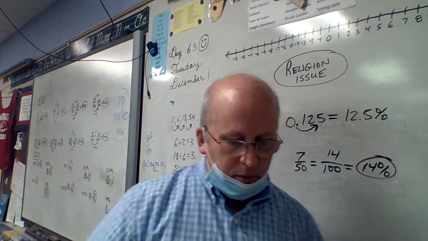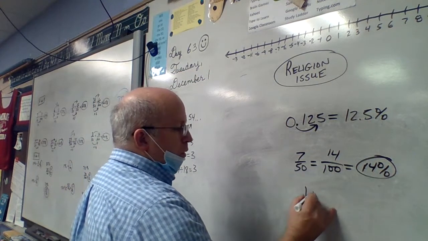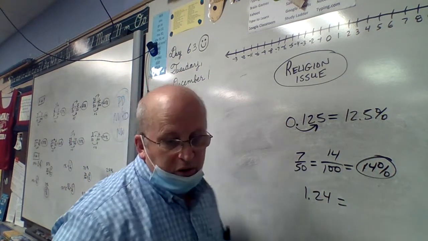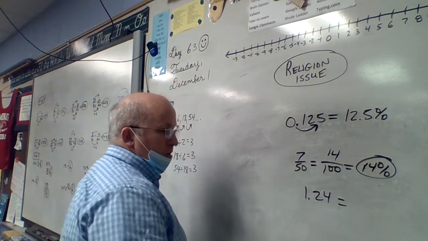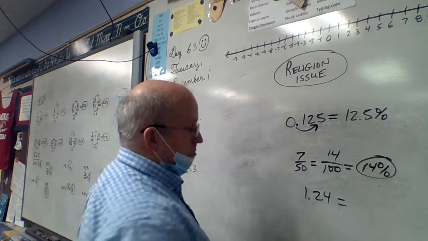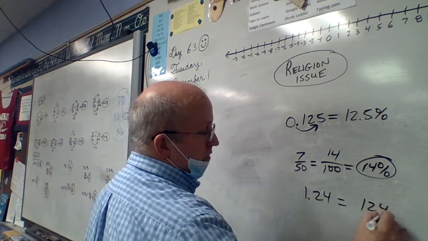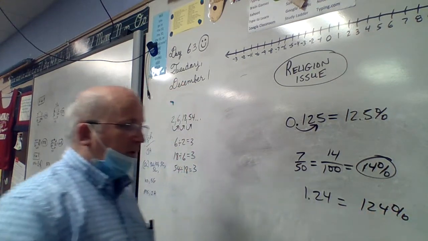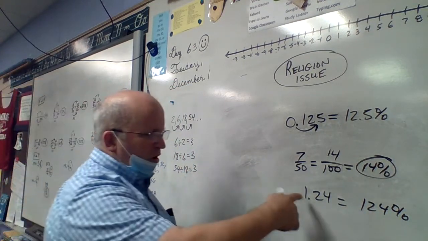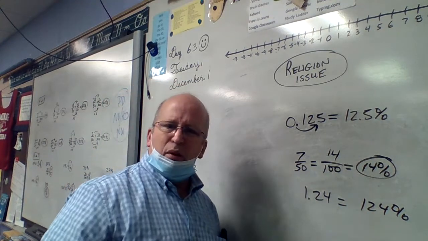How about something like number 10? What if I had 1.24 and I wanted to change that into a percent? I'm just going to move the decimal point over 2 places. It's 124%. But why does that work? Why does moving the decimal point over 2 places work?